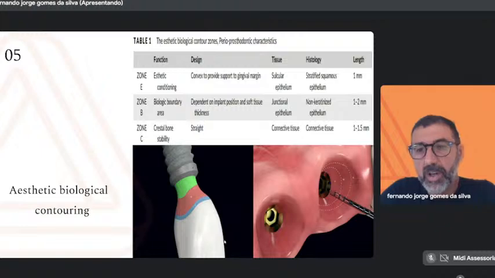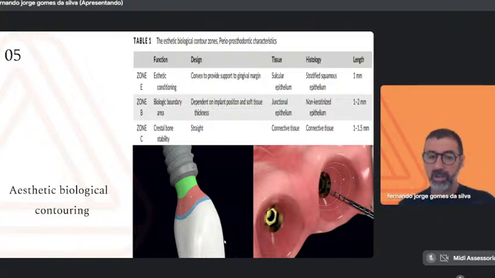The C is more profound, near the connection of the implant. The B is intermediate, and the E is the more external zone. They have different functions such as design, tissue, and length, and they are all important.